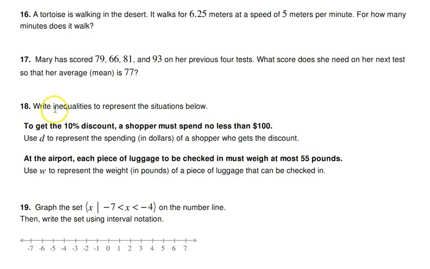Okay. Write inequalities to represent the situation below. And again, you've paused it, and you're going to think of, how do I write an inequality here? All right. To get a 10% discount, a shopper must spend no less than $100. Use D to represent spending in dollars.